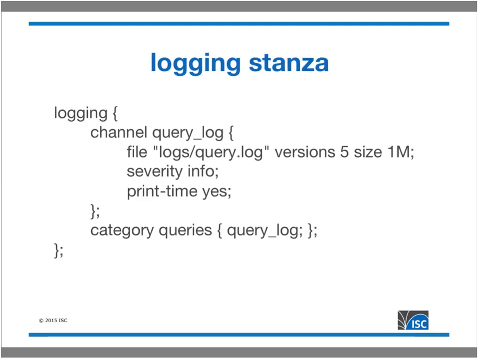Here is just a sample logging stanza. If I find this in a named.conf, I'm feeling a little better about my situation because I see that the previous admin has taken enough care to make sure we don't run out of disk space, right? Query logs can be very chatty. In this case, they're allowing 5 versions at a time, 1 meg in size. This is probably a bit small, but again, this is an example. But if I'm looking for best practices in place, having these logs rotated regularly is a good thing.